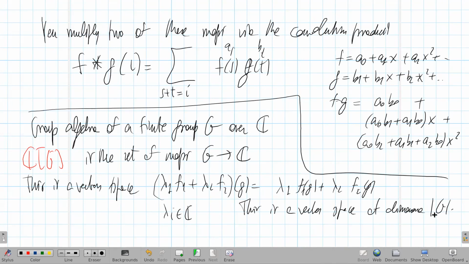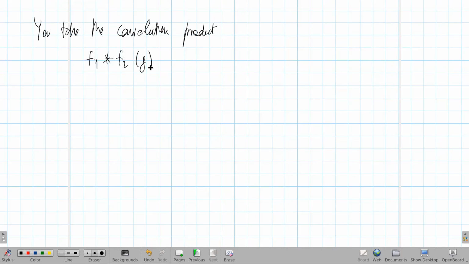How do you define the product? Well, you do exactly the same. That's why I reminded you of what happens in polynomials. You take the convolution product. So if you have F1, F2, I try to avoid using F and G because G is a group element. What's its value on G? It is the sum of all F1(x) F2(y), where the product xy equals G.